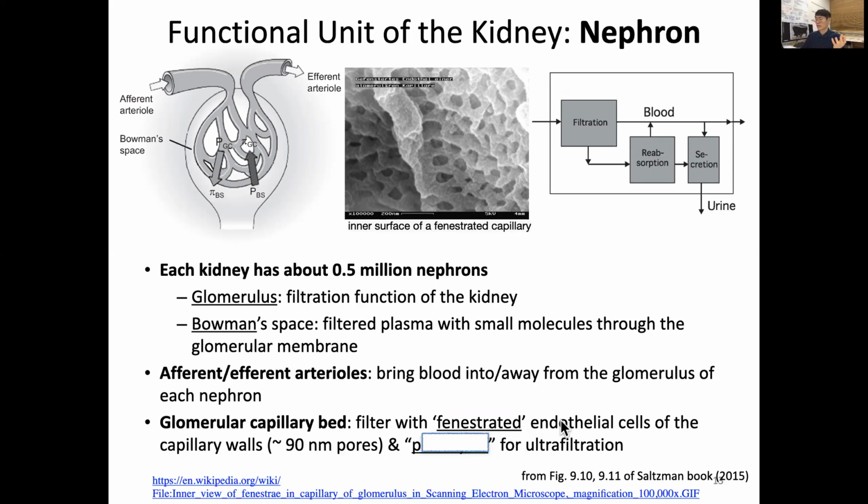And we saw the glomerular capillary bed is filtering with fenestrated endothelial cells, meaning that it's very leaky, it has holes in the capillary wall. And also, a special cell type on the outside of the capillary is called podocytes. They perform ultrafiltration.